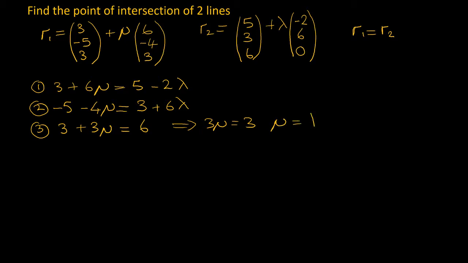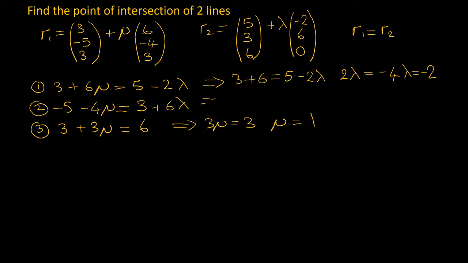So first of all, we need to actually prove that they really do intersect. So we're going to substitute mu into both equation 1 and equation 2. If we get the same lambda from both of them, then that means that they do definitely intersect. So let's look at number 1 first of all. So that'll be 3 plus 6 equals 5 minus 2 lambda. So that's going to give us 2 lambda equals 5 minus 9, so that's minus 4. So lambda would be equal to minus 2 from equation 1.